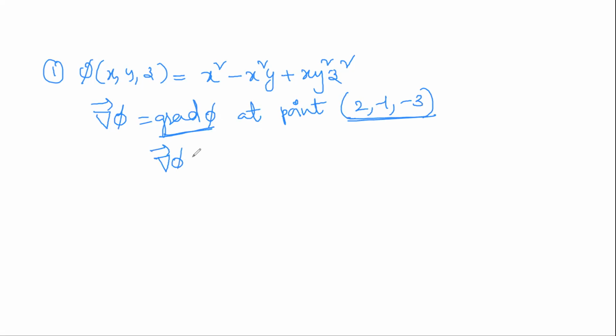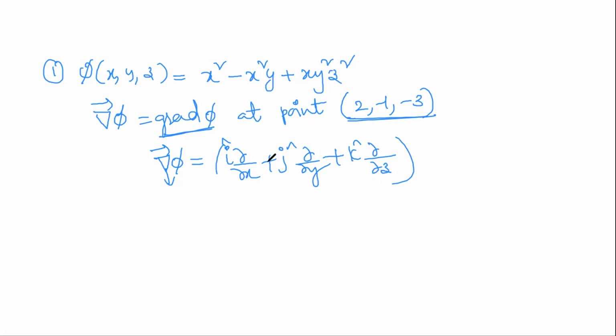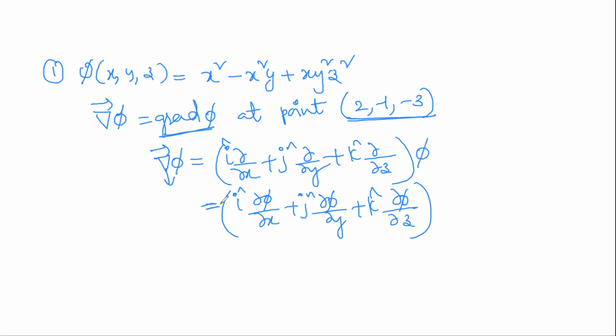So grad phi will be, what is gradient of phi? Gradient or del, what is the operator del? i cap dou by dou x plus j cap dou by dou y plus k cap dou by dou z, right? Of phi. So del phi is i cap dou phi by dou x plus j cap dou phi by dou y plus k cap dou phi by dou z, right? So what happens now? I want dou phi by dou x, dou phi by dou y and dou phi by dou z. Okay. So what is dou phi by dou x?